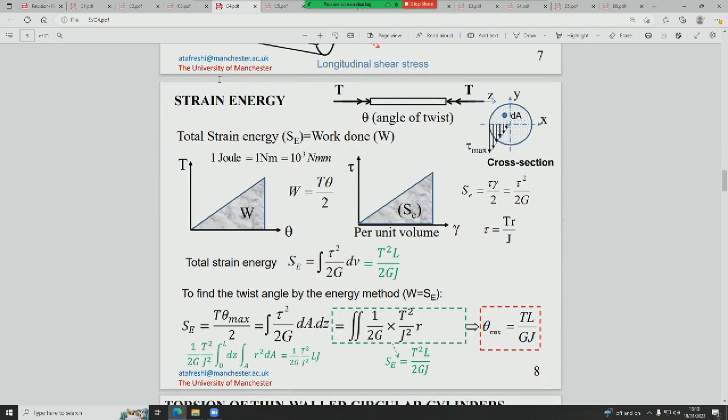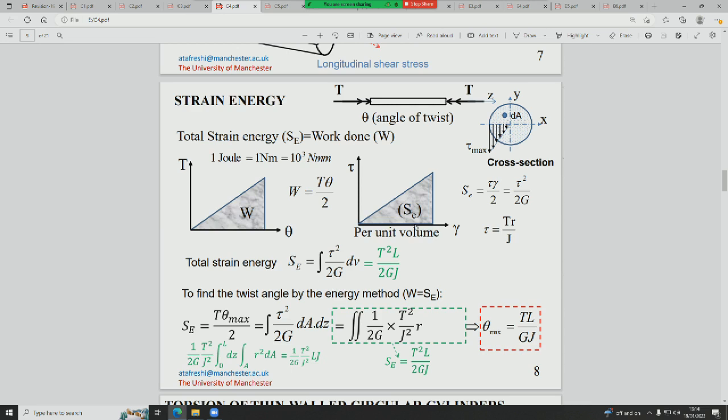Now, on slide number 8, I showed you how to find the strain energy stored in a bar subject to torque. This is the torque-angle of twist response. The area under this curve gives us the work done by the external torque. I also showed you that from the shear strain diagram, we can find the strain energy stored per unit volume of the structure. Based on the concept of conservation of energy, the work done by the external force is stored as strain energy, so they must be the same. This is little s e, the strain energy stored per unit volume.